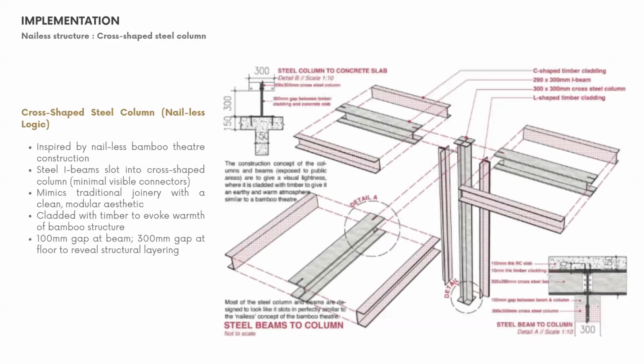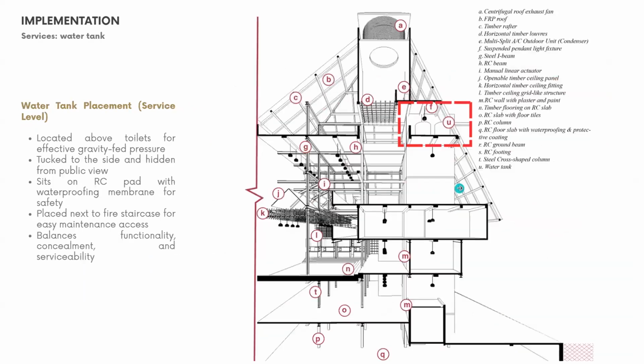Next, we look at the nailless structure of a cross-shaped steel column. So this cross-shaped steel column is mimicking the nailless construction logic. You can see the steel I-beam slots into the cross-shaped column with minimal visible connectors. It actually mimics the traditional joinery with a clean modular aesthetic. And this I-beam and this steel column are cladded with timber to evoke the warmth of bamboo structure.